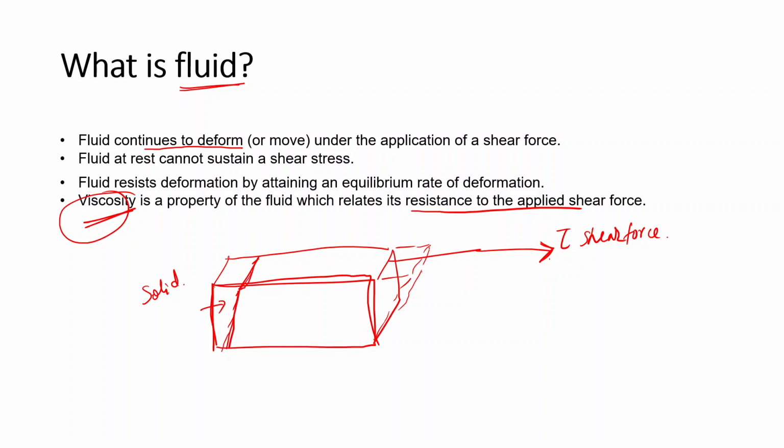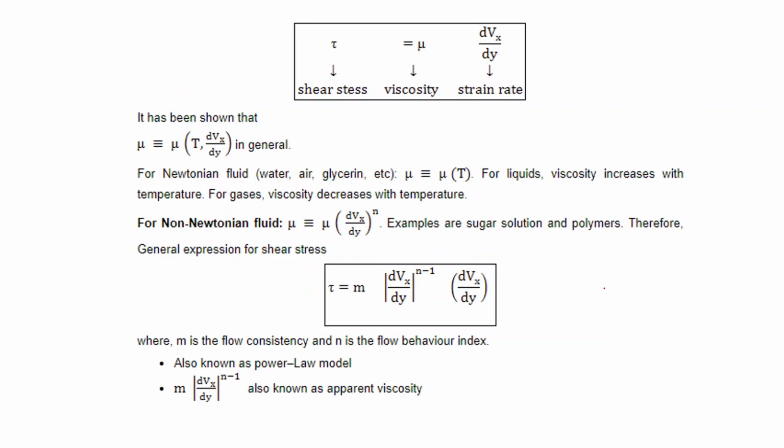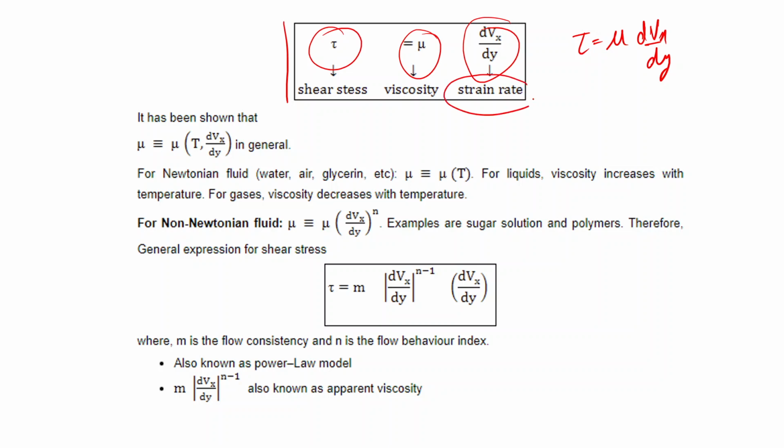So how do we correlate the viscosity with shear force or the strain rate? That is basically the deformation that is occurring. So that is given by this equation. You can write it as tau is equal to mu dvx by dy, where tau is the shear stress that is applied. Mu you can call it apparent viscosity, and dvx by dy is the velocity gradient, that is a change in velocity occurring with respect to y. We call it strain rate.